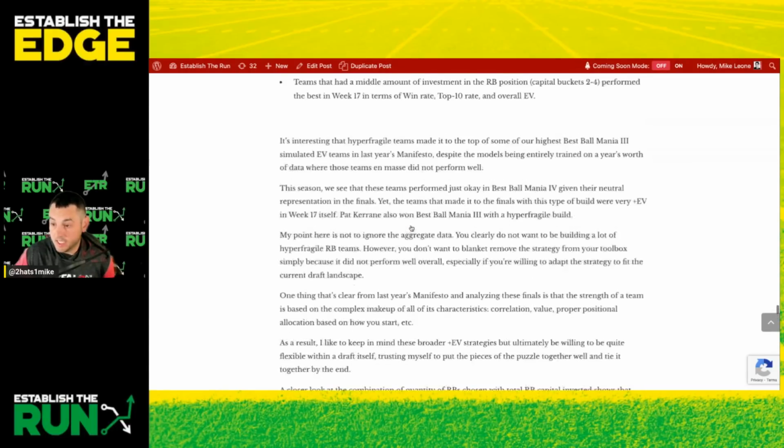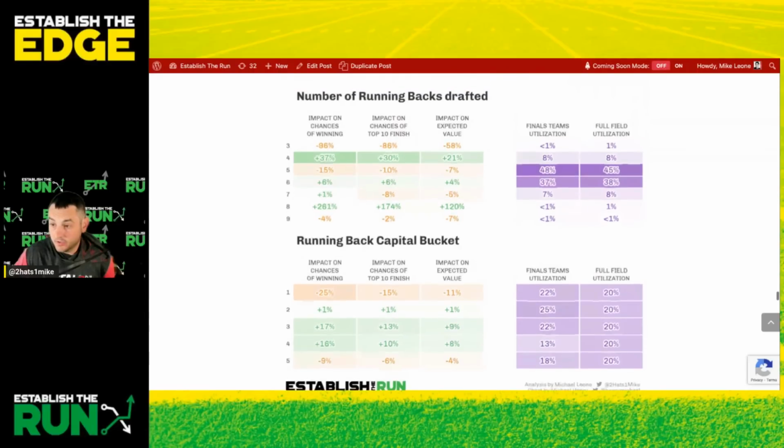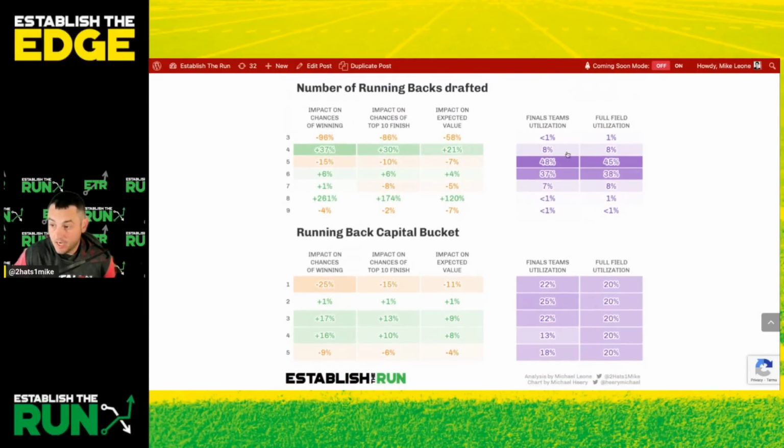But the thing that I wanted to get at was in terms of making the finals, I think that's still a pretty risky build. Now, the data last year wouldn't show you that as a risky build. It would show you as a neutral in terms of making the finals and very plus EV once you make the finals. And you can see that in terms of 8% of all finals teams only drafted four running backs. That matches the 8% of the full field utilization. So if you're just looking at this, you're like, okay, here's a strategy that in terms of making the finals is neutral, but then it's super plus EV once I make the finals. I want to be doing a lot of that strategy.